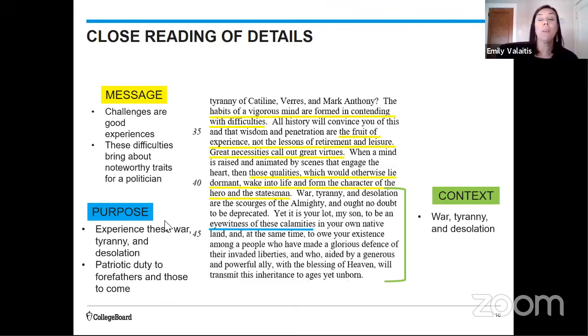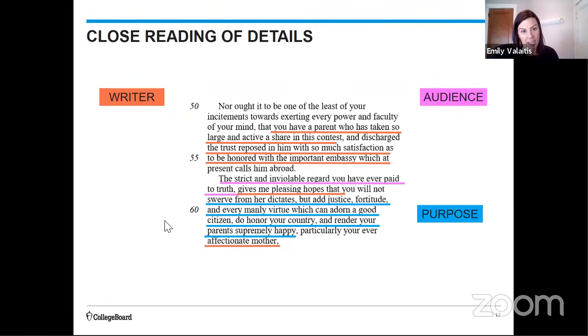All right, so if the beginning of a passage is important, then you can assume that the end of the passage is also important. So let's look at the last two paragraphs. Again, take about a minute to break down some of these lines and ask yourself, what does it say about the writer, the audience, or the purpose? Take about a minute.